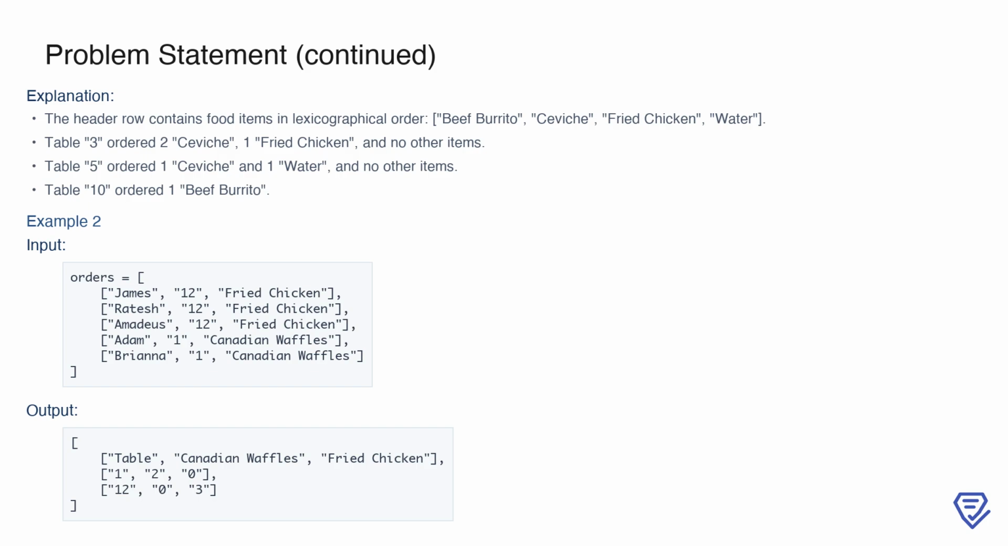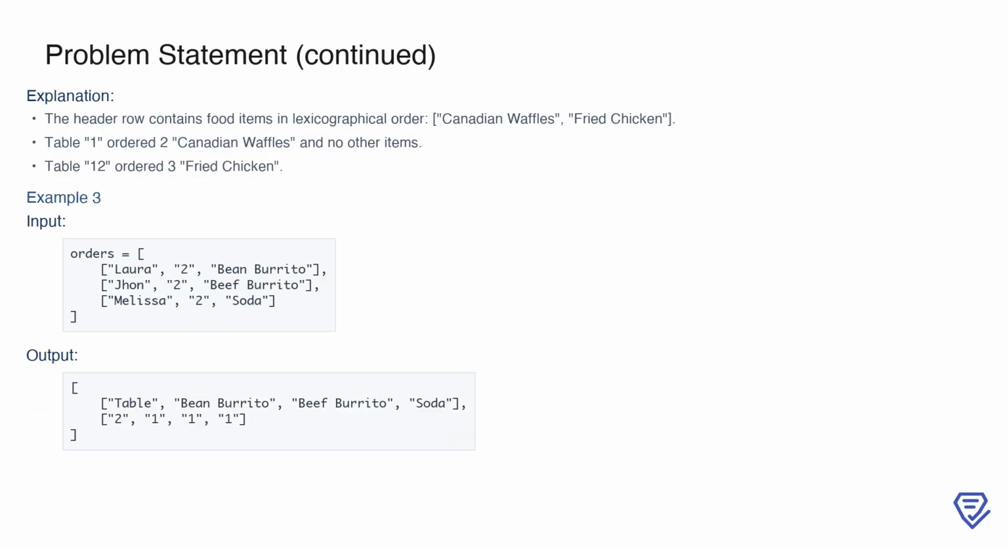For table 3, the row reflects 2 orders of ceviche, 1 order of fried chicken, and 0 orders of the other items. Table 5 shows 1 order each of ceviche and water, while table 10 includes 1 order of beef burrito. Each table's data is represented in numerical order, and the counts for each food item align with the headers. This ensures that the display table provides a clear and structured summary of the orders placed across all tables in the restaurant. Now, let's analyze another example.